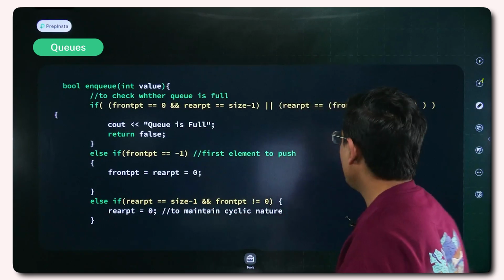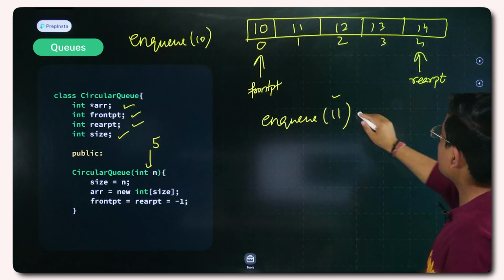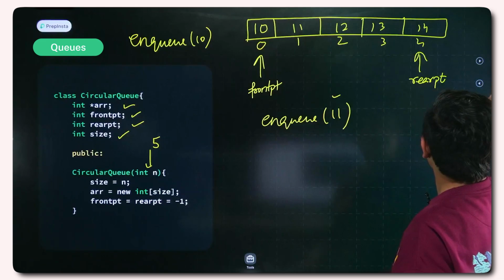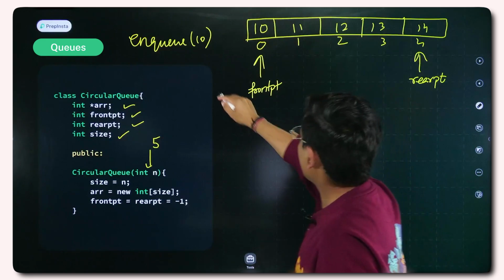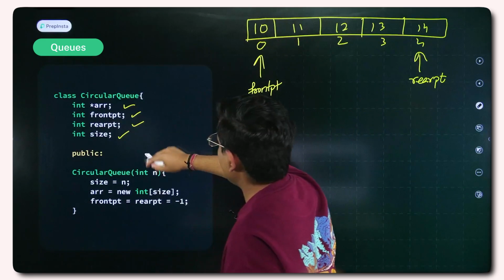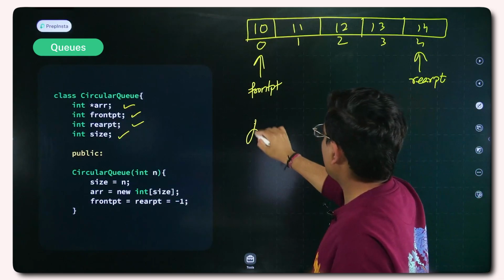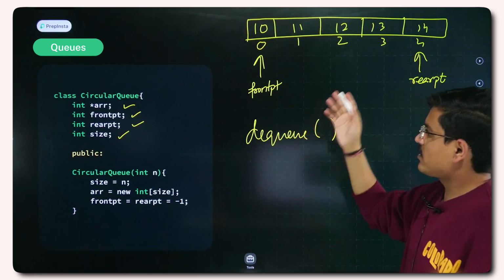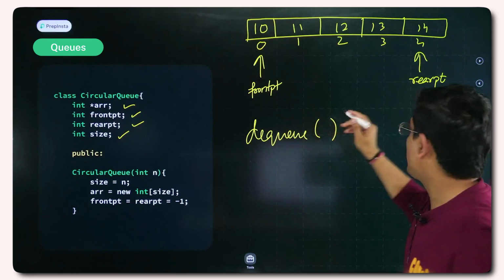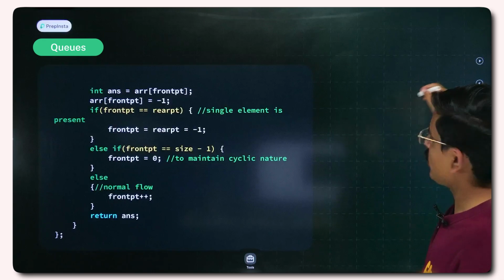Fine. Now I do the DQ. Just imagine that this complete Q is full now. Fine. And I do the DQ portion. What I'll do is I write DQ and let's check whether the DQ works or not, how it works or how it doesn't.